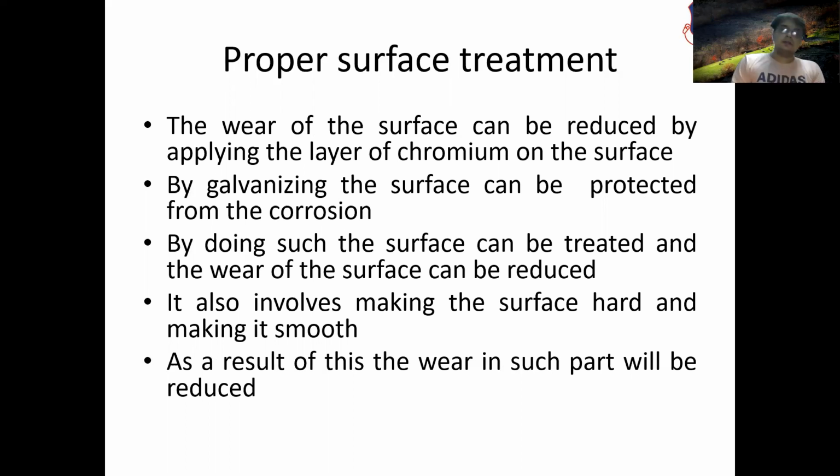Proper surface treatment. Surface treatment is very necessary in order to make the surface smooth, durable, and resistant to the action of the atmosphere and its operation. Yes, the wear of the surface can be reduced by applying a layer of chromium on the surface. By galvanizing the surface, we can protect the equipment from corrosion. And by doing such things, the surface can be treated and the wear on the surface can be reduced.